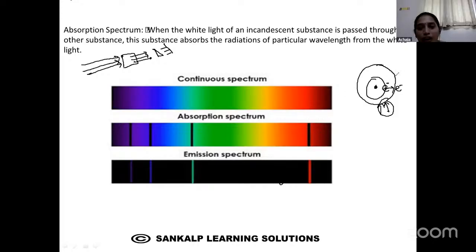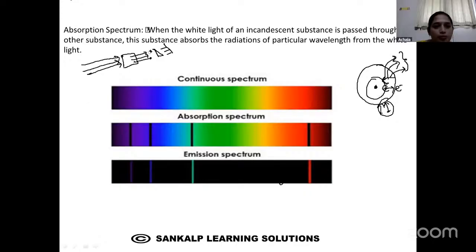And while coming back, this is highly unstable. Excited state is very unstable. Whoever praises us, we become excited from the stationary state, but it is very unstable. We have to come back to our lower energy state. How? By emitting that extra energy that we absorbed, emit that energy and come to the ground state. And this is nothing but emission spectrum, and these lines absorbed are absorption spectrum.